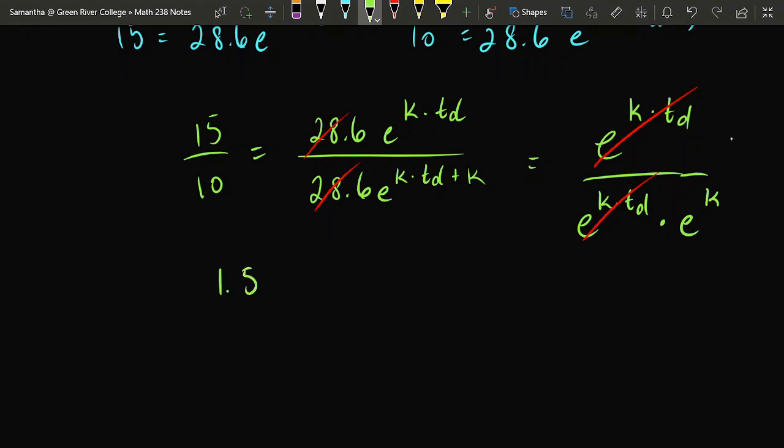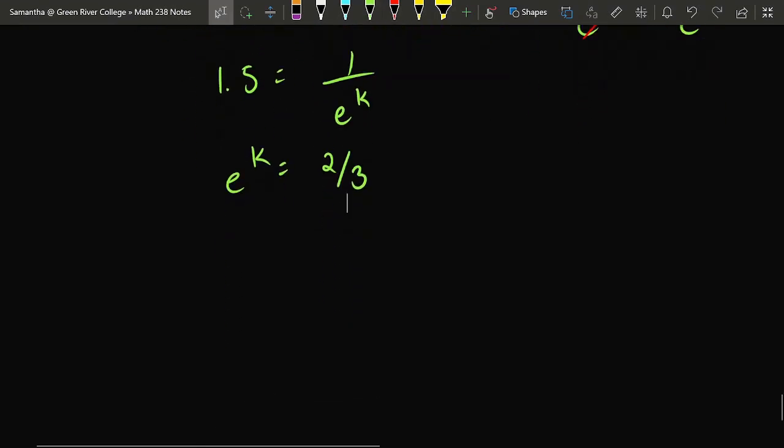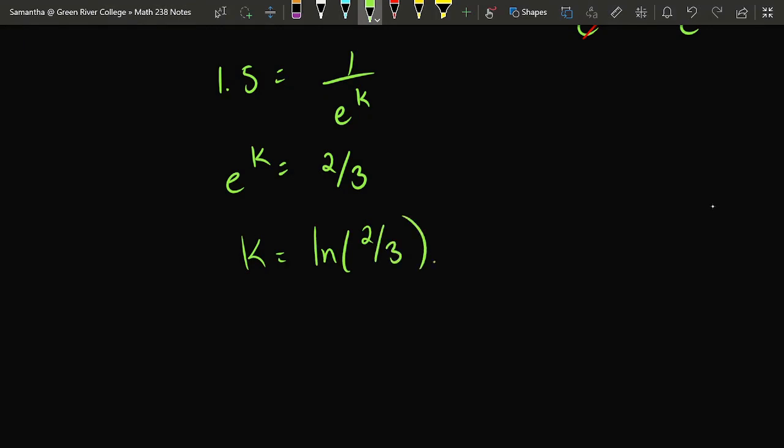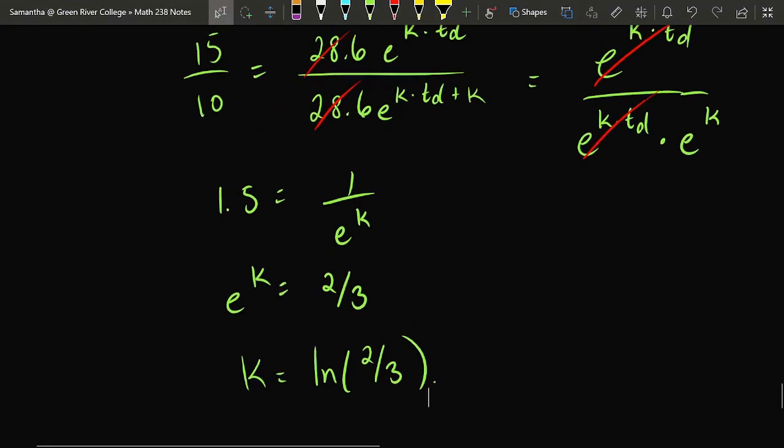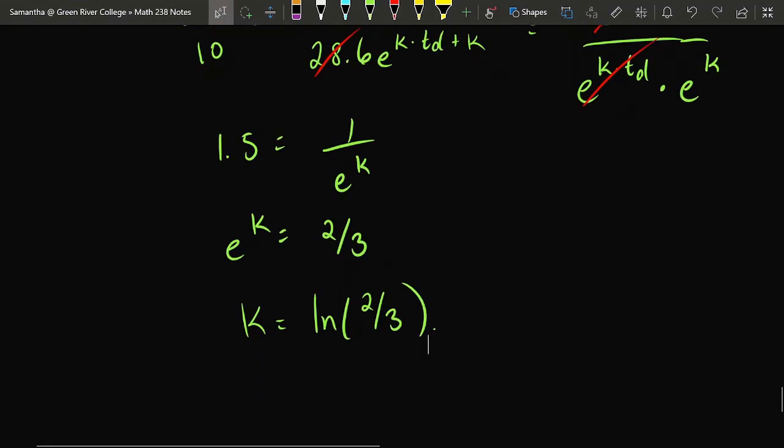So 1.5 is equal to 1 divided by e to the k, and if I reciprocate both sides, e to the k is equal to 2/3, which means that the k value must be equal to the natural log of 2/3. Haha! So now one of the unknowns in my equation has been filled in.